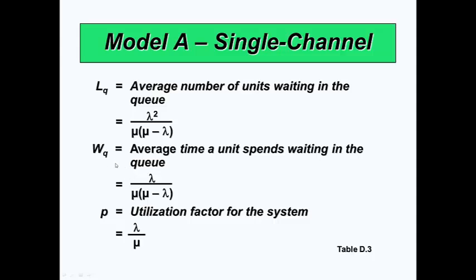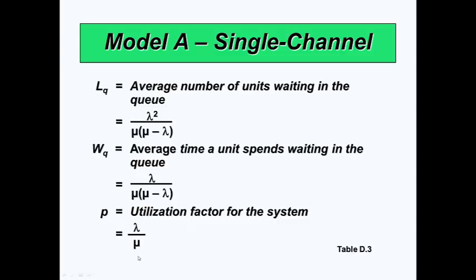Similarly, W sub q is the average time a unit spends waiting in the queue, and W sub s is the average time a unit spends in the system, which includes the time spent in the queue. And the formulae again are a function of lambda and mu. Rho is the utilization factor for the system.